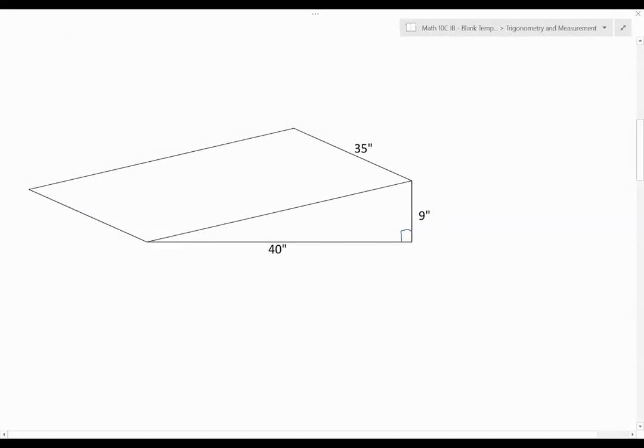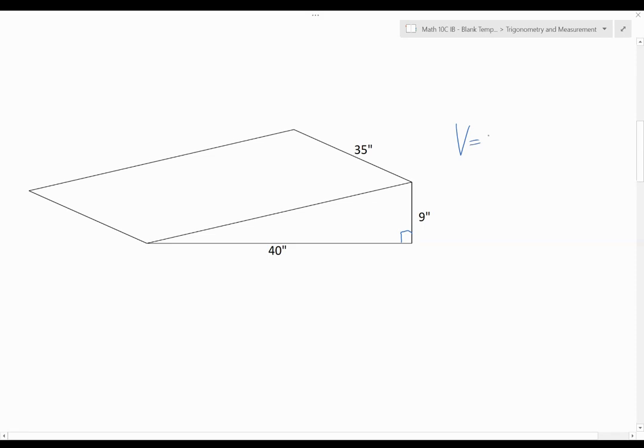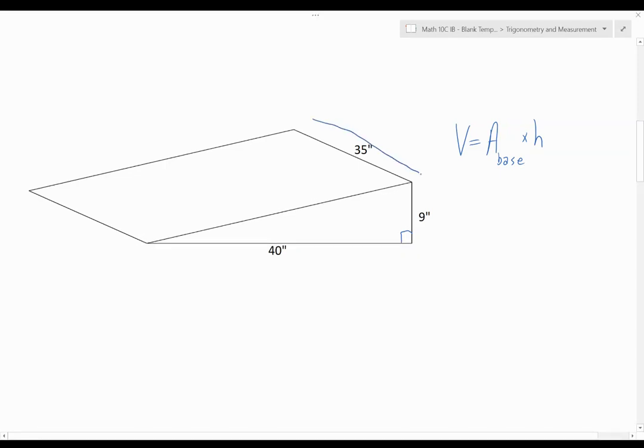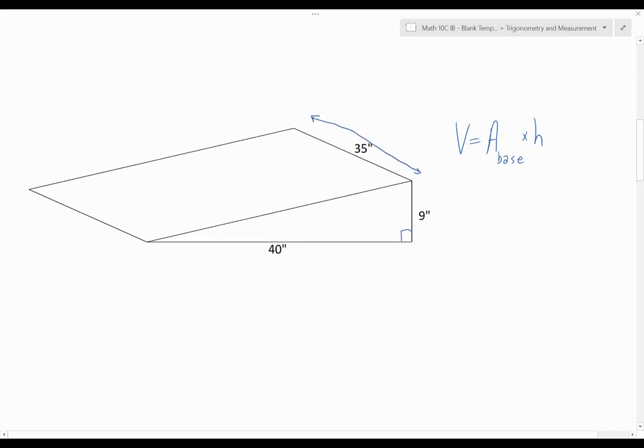So for example, in this case, I have a triangular prism. The triangle in this case is at the front, but I am actually going to consider that the base. So remember, the volume is the area of the base times the height. Now, in this case, the height is actually going to be this measurement, 35 inches, because if I'm considering the 9 by 40 triangle to be my base, if I flipped it up so that was on the bottom, then this 35 inches would be the height.